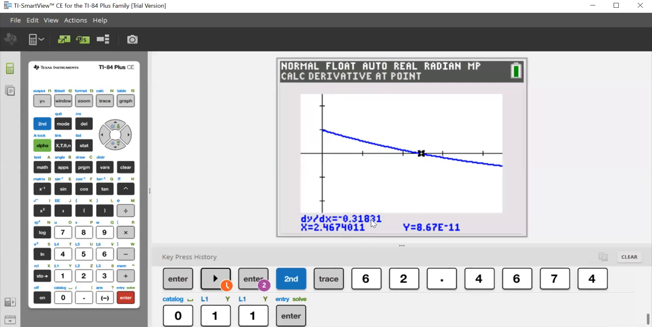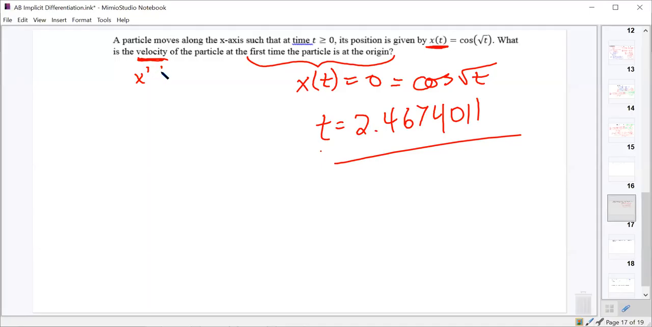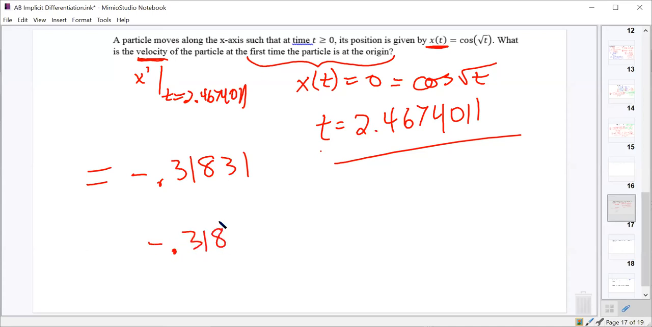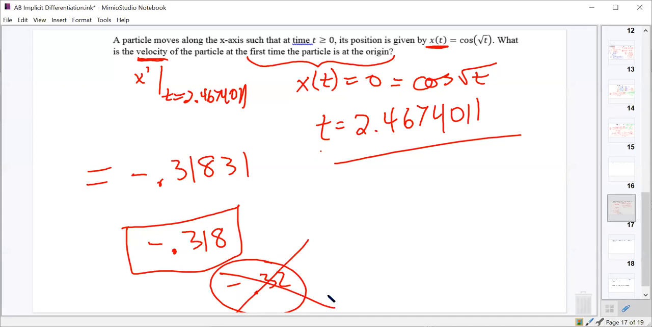Everybody see that? What was it, 31831, I think? Yeah. And on the AP test, two important things here. One is your final solution, unless they specify otherwise, can be rounded to 3 decimals or more. So 31831 would be fine, but negative 0.318 would also be fine. If you said negative 0.32, this is not okay. Don't round to less than 3 decimals unless they specify that you should.